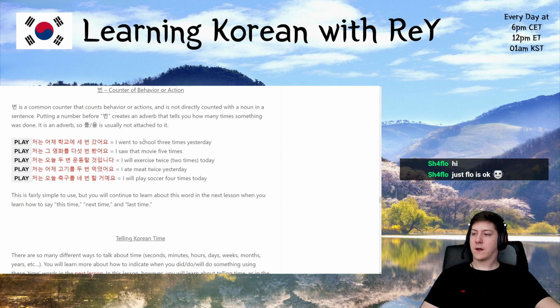Let's see. Okay, so beon is a common counter that counts behavior or actions, and is not directly counted with a noun in a sentence. Putting a number before beon creates an adverb that tells you how many times something was done. It's an adverb, so the object particle is not usually attached to it.